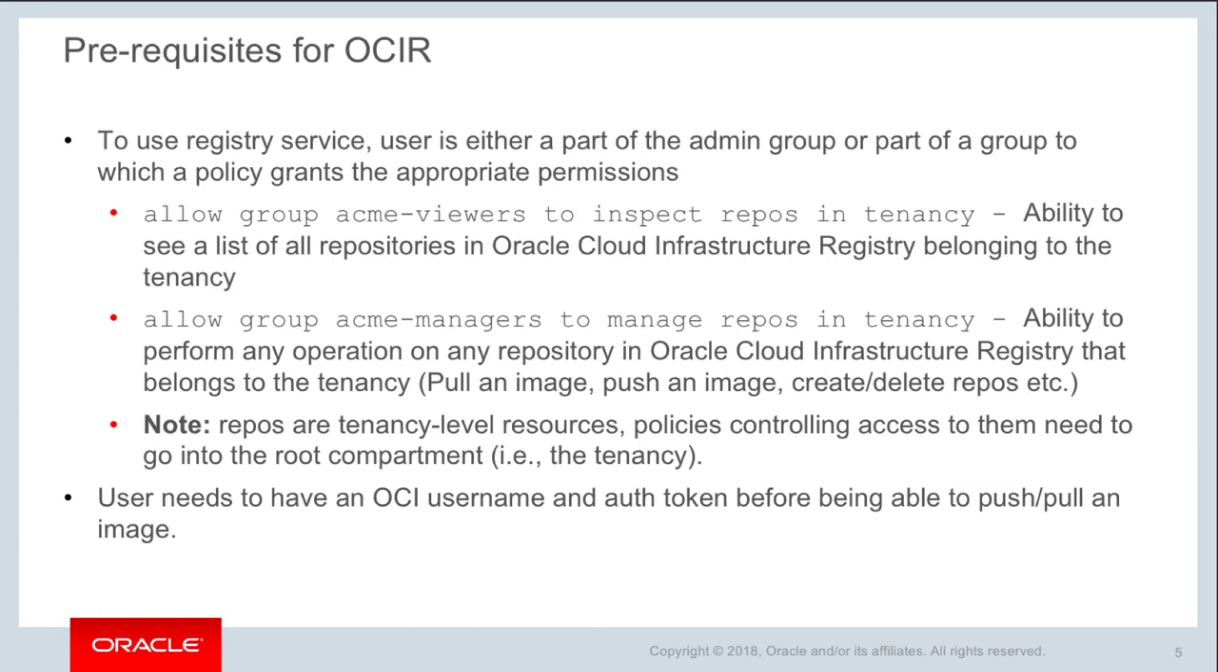Within IAM, you can also specifically allow users to only look at repositories which have certain names, or allow certain repositories to be inspected. So you can go a bit deeper into that as well. The reason is that since it is integrated with the identity service, you can use the policy infrastructure to provide granular access to your users within the registry service itself. One thing to note over here is that repos is a tenancy level resource, so you need to add all of these policies in the root compartment of your tenancy.